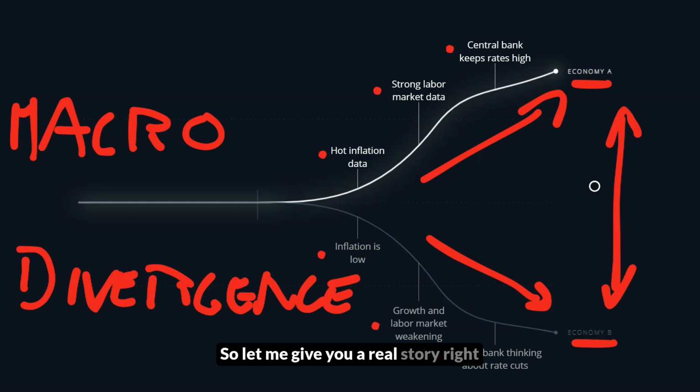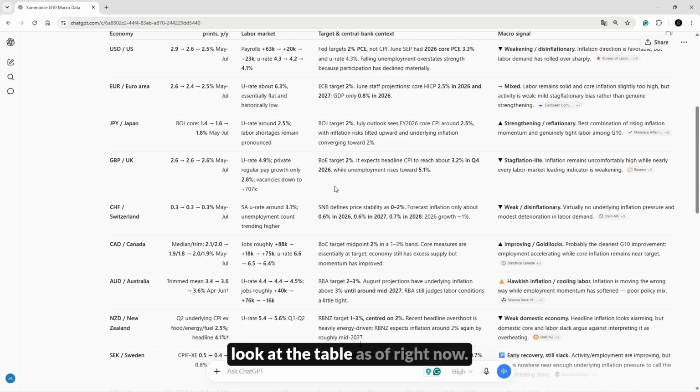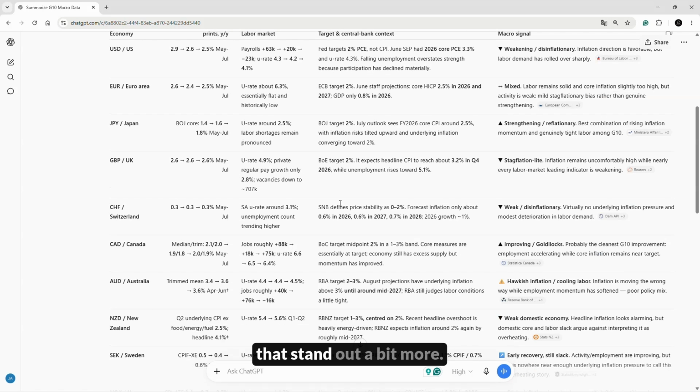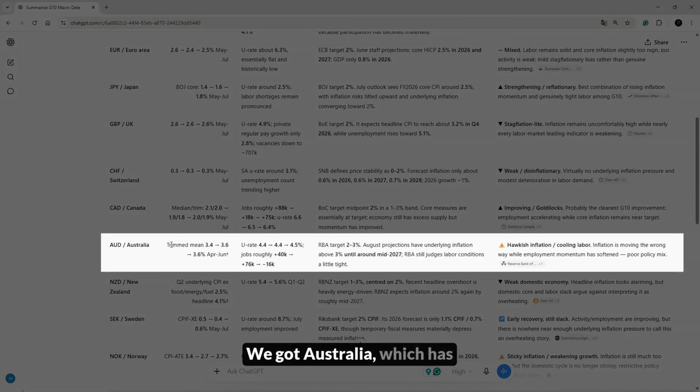So let me give you a real story right now. So this is just not theory. Let's look at the table as of right now. There are two currencies that stand out a bit more. We got Australia, which has trimmed mean CPI, which is in fact the central bank's focus, as I've explained to you. It's not headline CPI, but it's trimmed mean CPI for Australia. That has been 3.4% 3 months ago, 3.6% 2 months ago, and 3.6% again the latest.